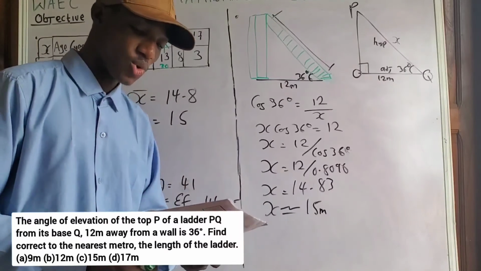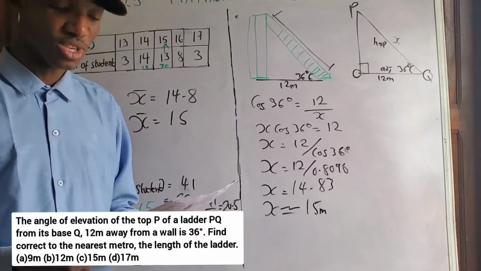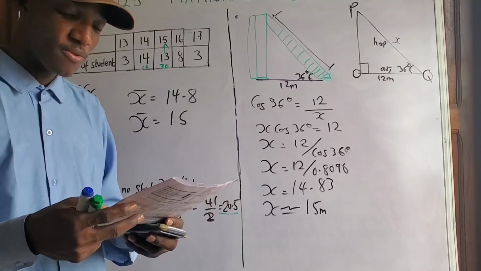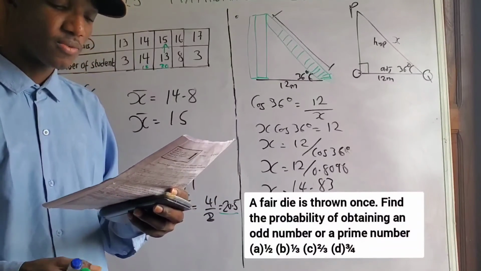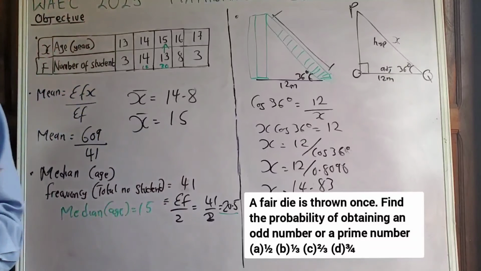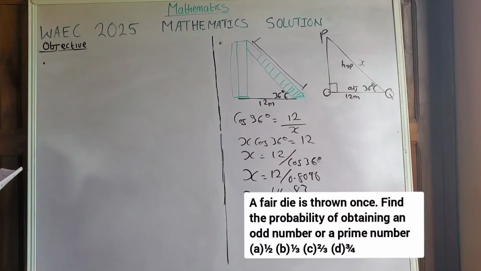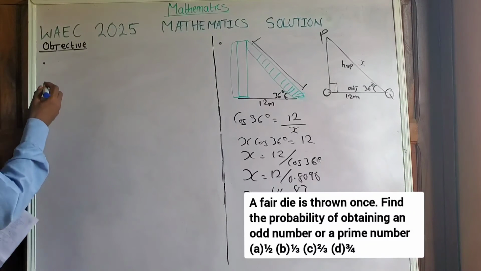Okay, so let us proceed to the last question, which is question 50. A fair dice is thrown once. Find the probability of obtaining an odd number or a prime number. We have option A, 1 over 2, option B, 1 over 3, option C, 2 over 3, option D, 3 over 4. Okay. A die.